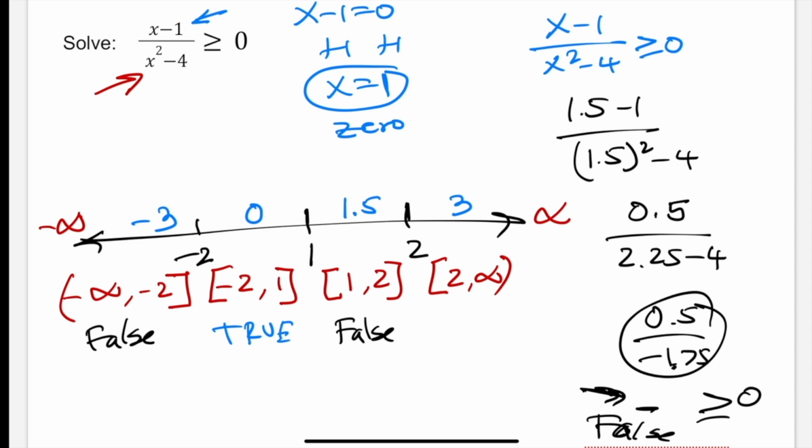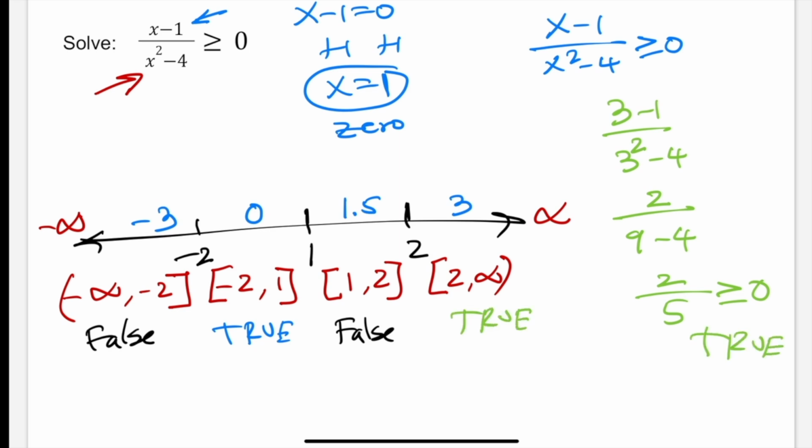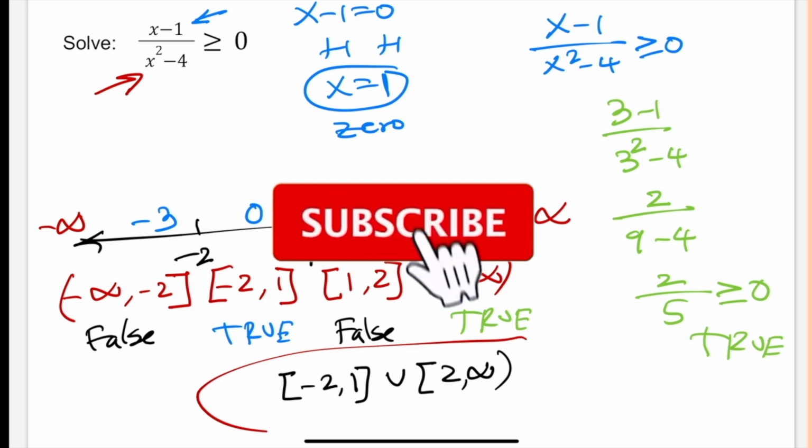Let me try the last one. Now I'm going to try the 3. 3 minus 1 is 2. 3 squared is 9, minus 4 is 5. And is this value greater than or equal to 0? Yes. What's my answer? These two intervals. So my final answer is bracket negative 2 comma 1 bracket, union bracket 2 comma positive infinity. This will be my answer.